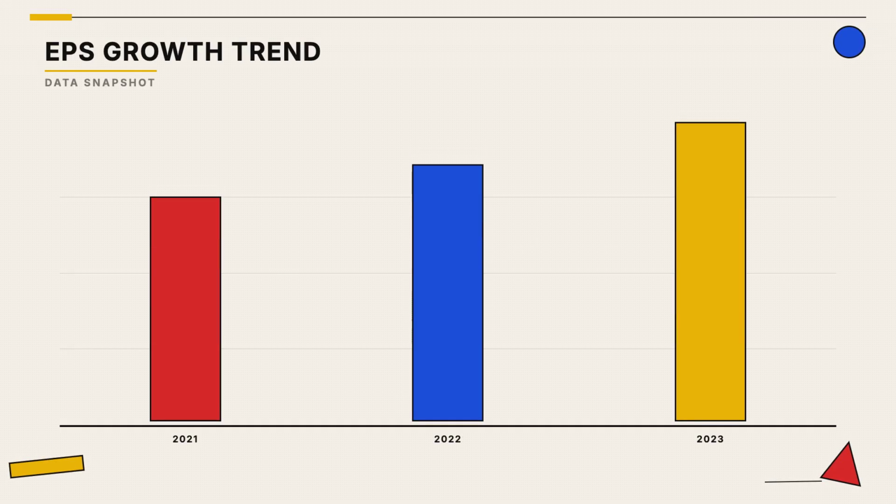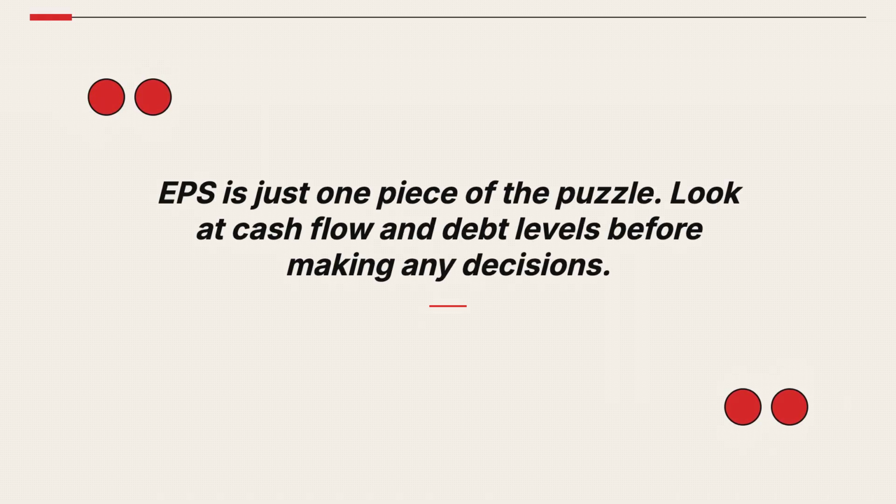Investors look for consistent growth in earnings per share. A rising trend often suggests the business is performing well. Remember that a single number doesn't tell the whole story. Always look at the full financial picture before drawing conclusions.